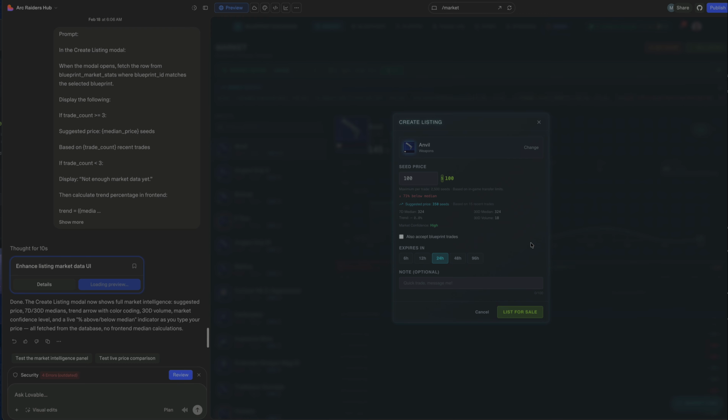Done. The create model now shows full market intelligence: suggested price, 7-day and 30-day medians, trends with arrow and color coding, 30-day volume, market confidence level, and a live percent above median indicator as you type your price. All fetched from the database. No front end median calculations. Hey, isn't that like a Swiss blade?